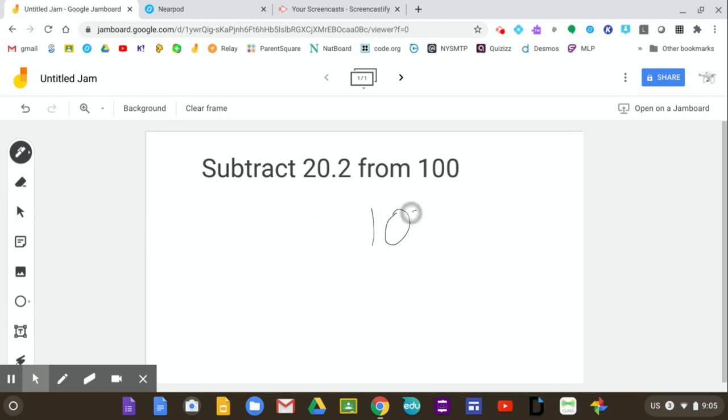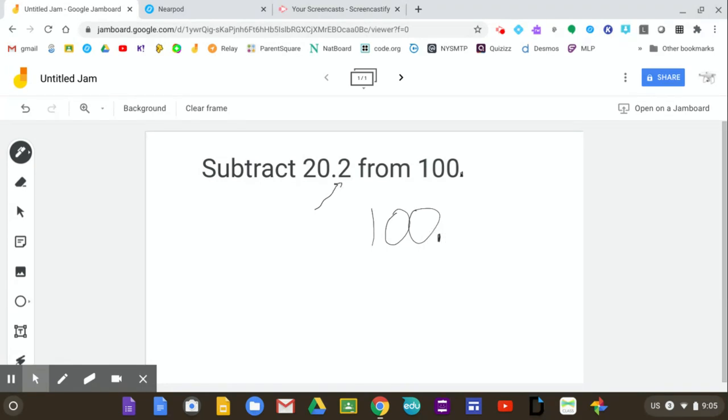Okay, so we've got 100. We're subtracting 20.2 from it, but this one has a decimal. Some people will say, if you look at the 100, well, a whole number does not have a decimal. But every whole number has a decimal, and it's always after the number. So you can always put a decimal after that, right? So our 100 has a decimal here.